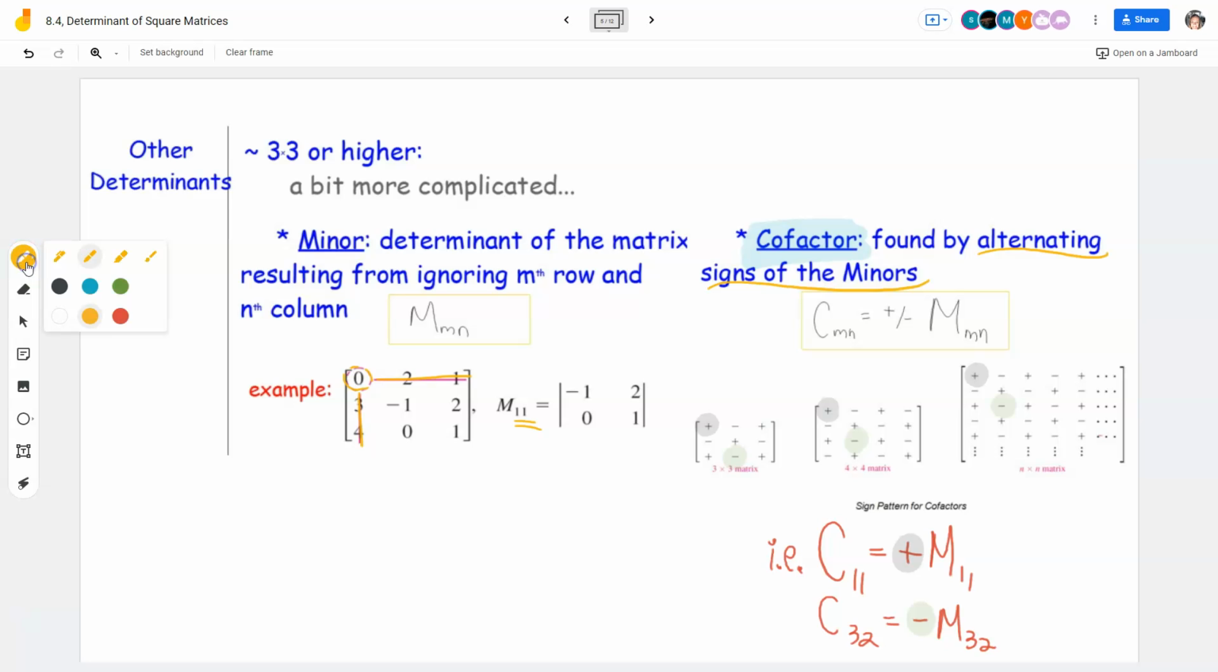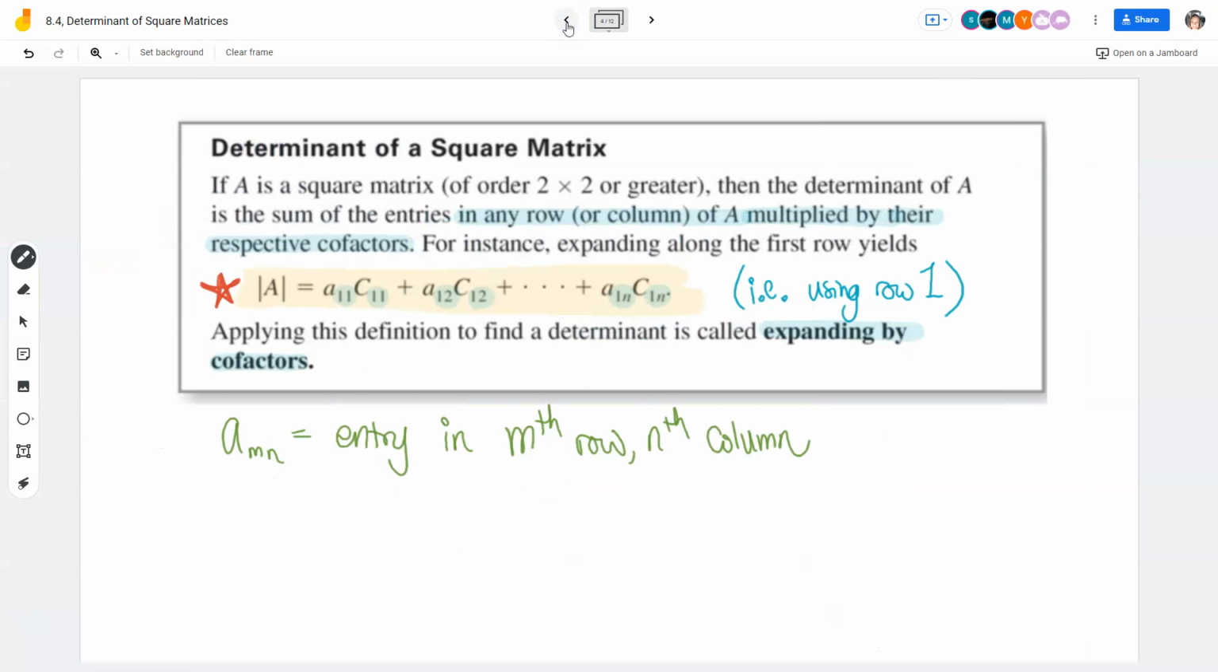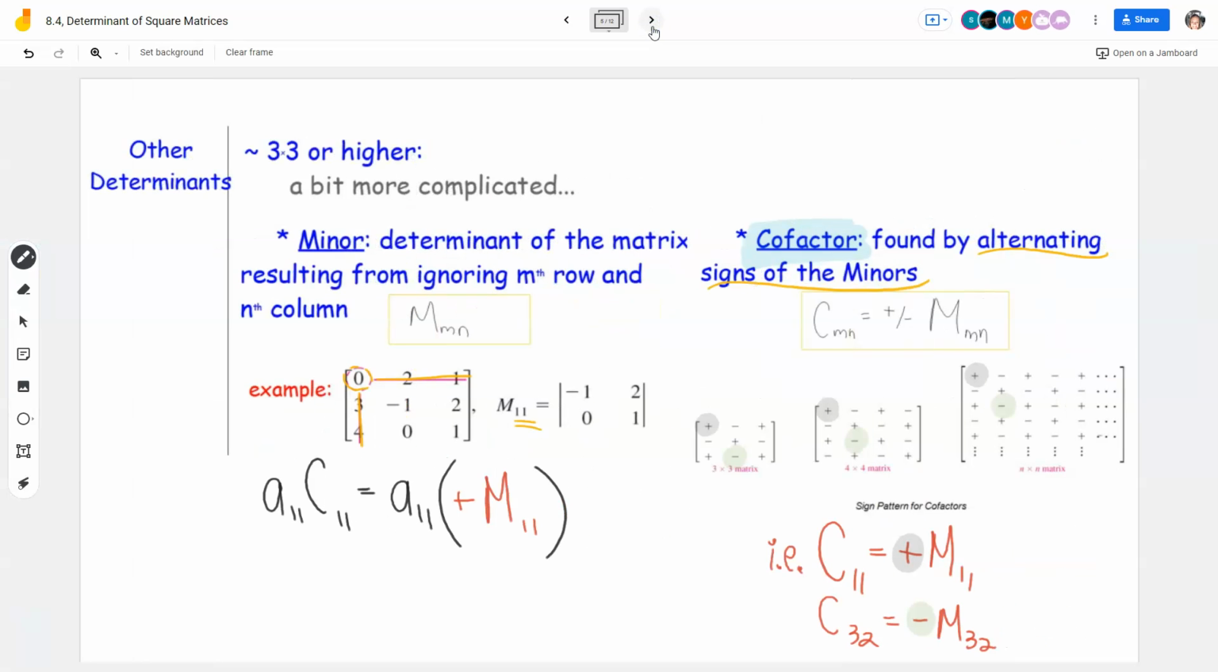So let's put this all together. If we were trying to start off with some sort of formula, for instance, if I was trying to get A11 times C11, I would need A11 times the appropriate sign, which would be a positive, of M11. If I wanted, as a part of my formula, A11 C11, I would need to think of A11 times the appropriate sign of M11. And then I could plug in everything: A11 is 0, M11 would be what's around that matrix.